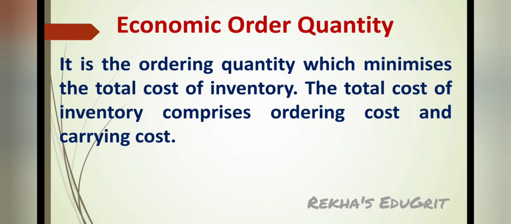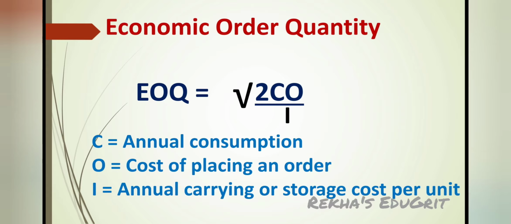Next, we can see the equation for economic order quantity. EOQ equals root of 2 into C into O divided by I. Here, C denotes the annual consumption or usage of material, O denotes the cost of placing an order, and I is the annual carrying or storage cost per unit.